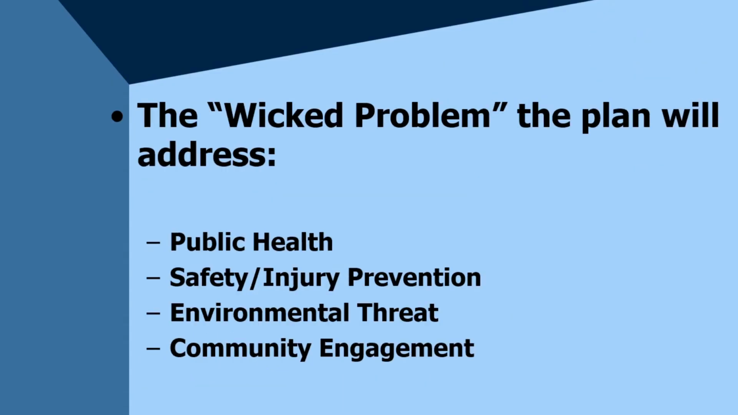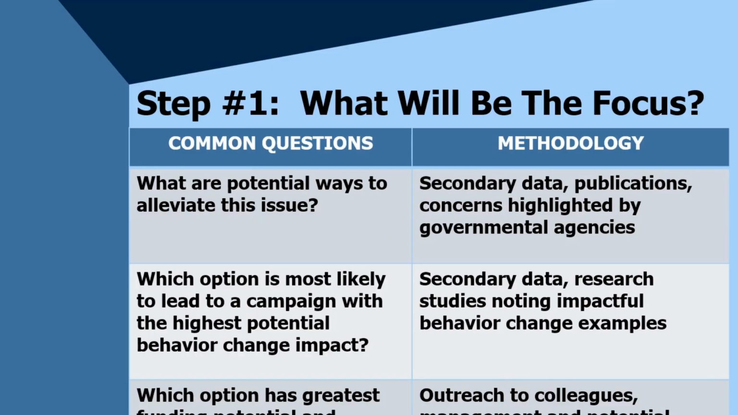So beginning with step 1, the issue. What is the wicked problem the plan will address? It is probably going to be something in the area of public health, safety and injury prevention, environmental threat, or community engagement. The major issue that will be a focus for research at this step is, what is the focus for this plan? And the common research questions that you're going to use to explore are the following.